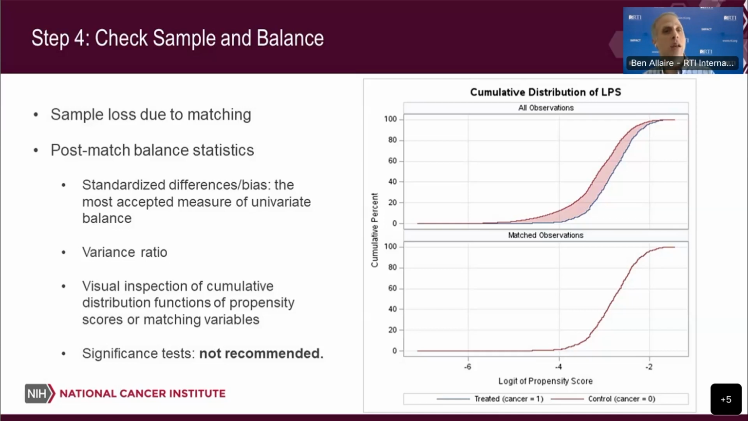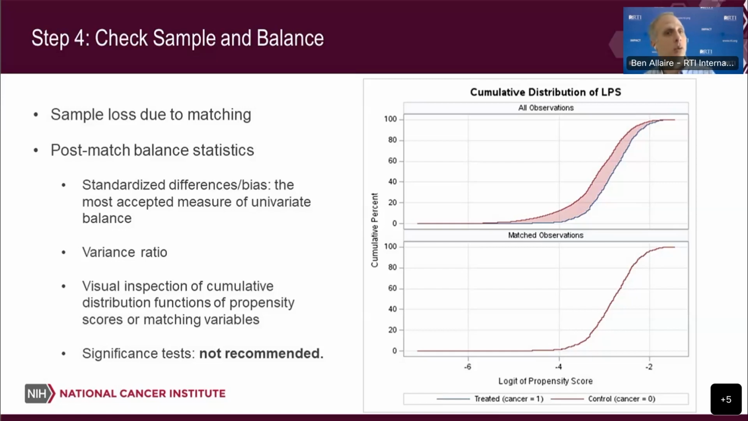Another thing to look at is the variance ratio of the group of interest and the comparison group, the relative variance of the two in a covariate. So is the dispersion the same between the two, or is one much higher than the other? That might be covering up some differences that underlie the distribution of that covariate. The other thing that's really useful, I think, is to plot cumulative distribution functions of the propensity scores or of matching variables.